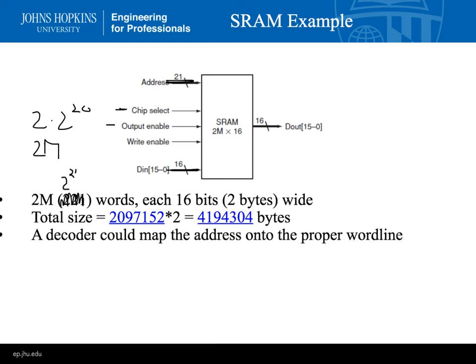Then we would have to turn that into a choice of 2 to the 21 words. That's a lot. And then we would have 16 bits come out. So there's 2 to the 21 rows, so we're going to have to do a 21 to 2 to the 21 decoder. That's pretty big. We're going to pass in 21 bits and get a choice of 1 out of 2 to the 21 possibilities. But that's quite a large decoder.